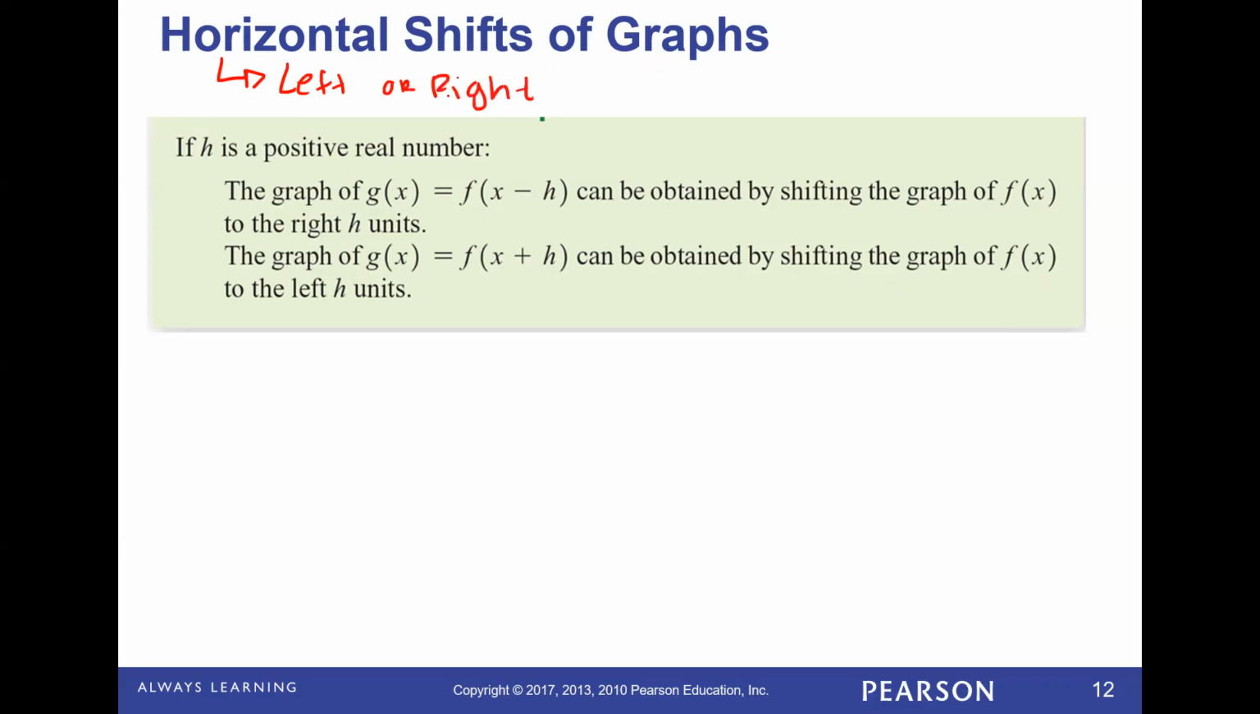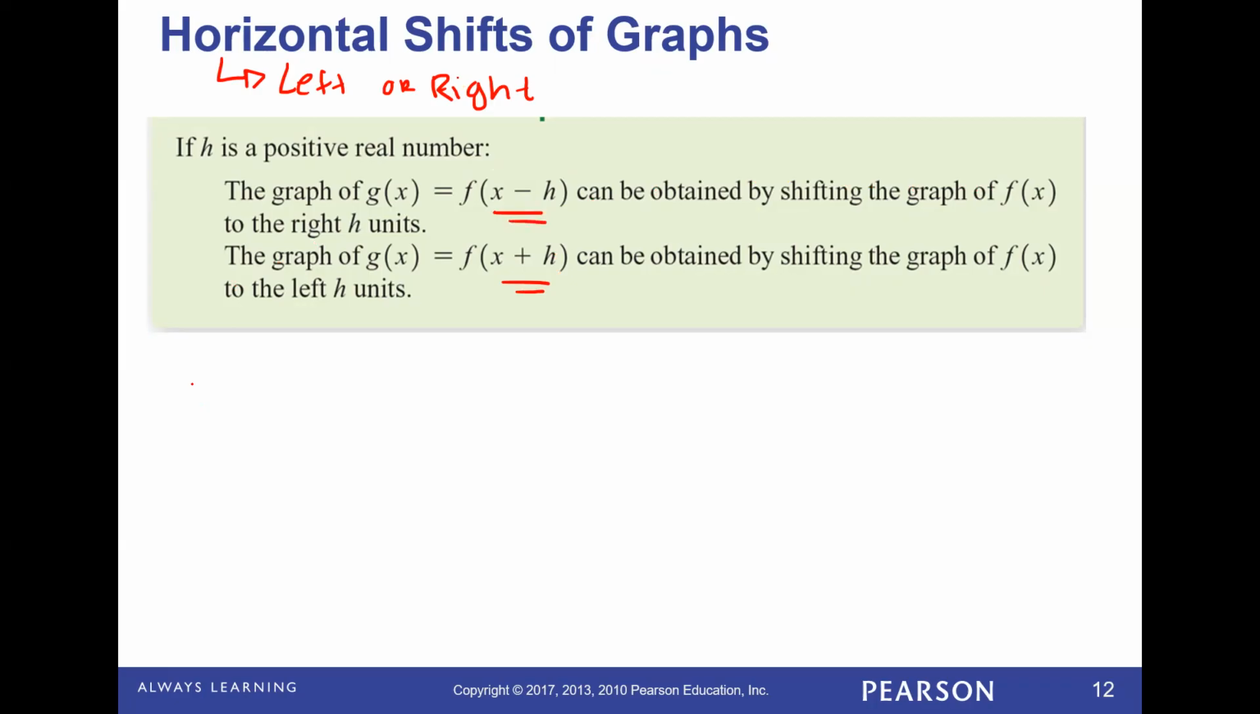And when we talked about vertical, vertical meant up or down. So left or right for horizontal. And the big difference here is that we're going to take our base or our parent function, and everywhere we see x, we're replacing it with x plus or minus a number.